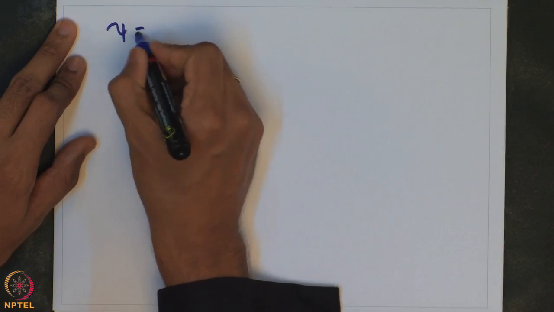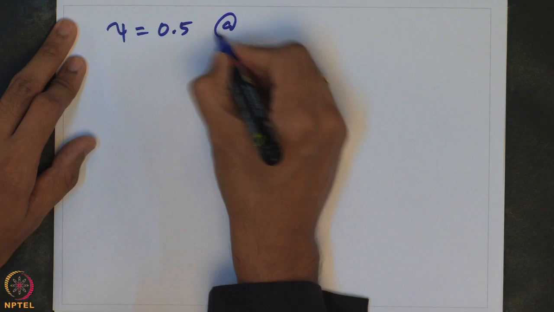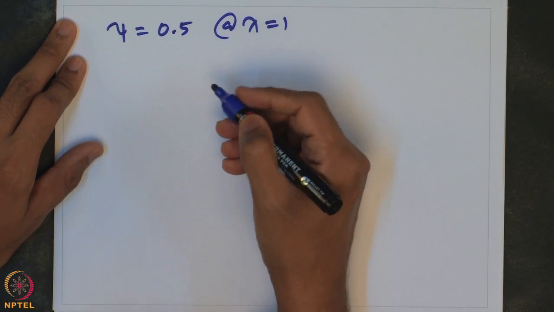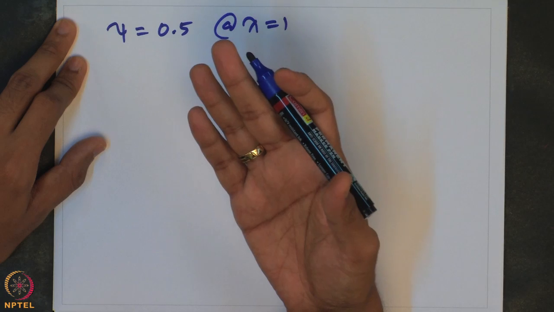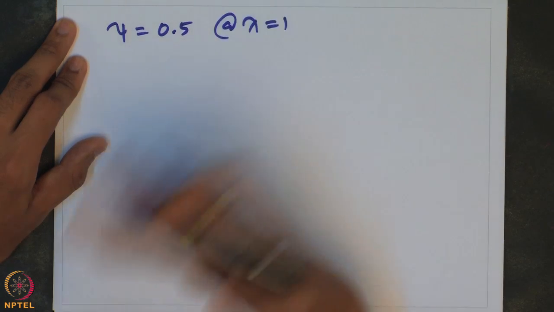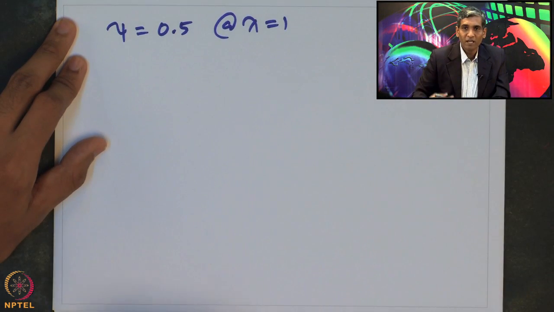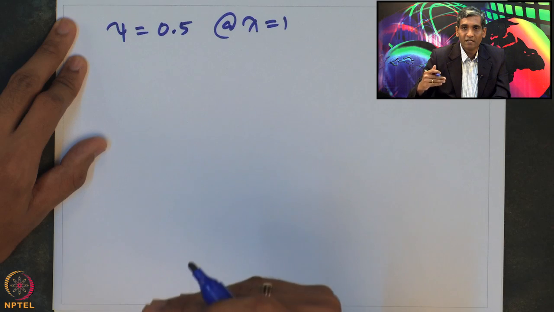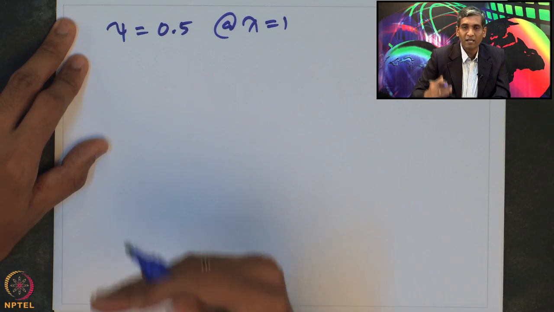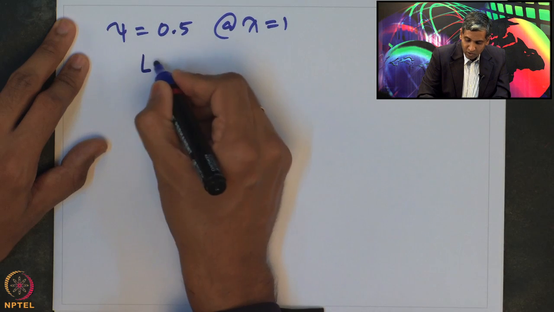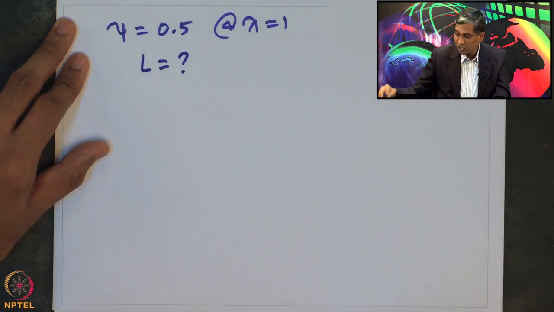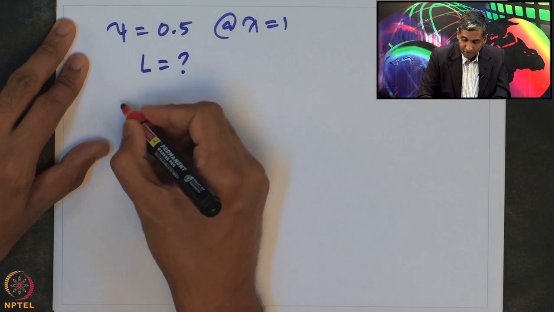So, if we assume that psi equals 0.5 at lambda equals 1, that is, the oxygen is only 50% consumed, whatever is coming into the hydrogel, only half of it is consumed as oxygen goes from the location where the oxygen is entering the hydrogel, that is at lambda equals 0, all the way up to lambda equals 1. So, now the question is, what is the value of L for this situation? What should be the height of the hydrogel?